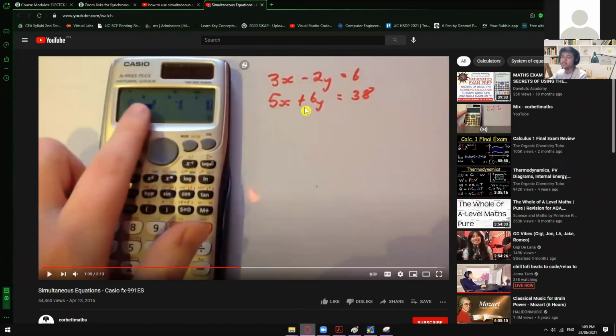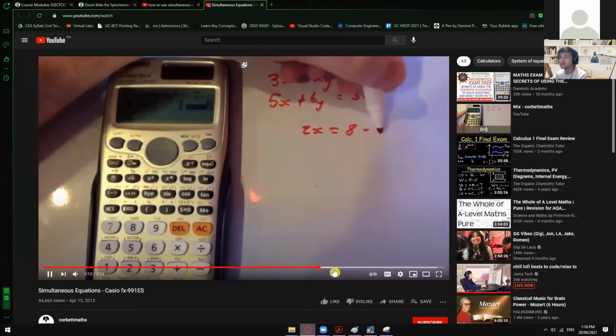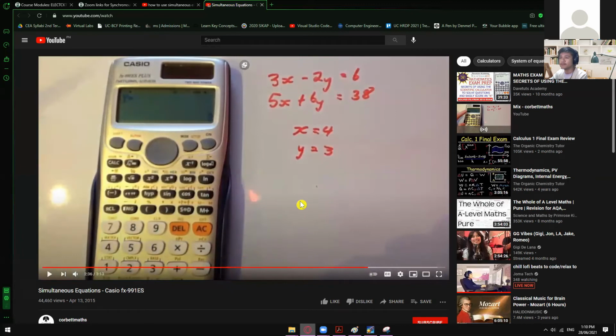Okay, so do the same on the second equation. So five equal, and then it will lead you to the second expression, which is the letter B. So positive six equal. And then the last one is 38 and then equal. Then after that, if you're going to press equal, it will give you the values of your X and Y. So here, the solved value from the calculator, X is equal to 4, and then Y is equal to 3. Okay?